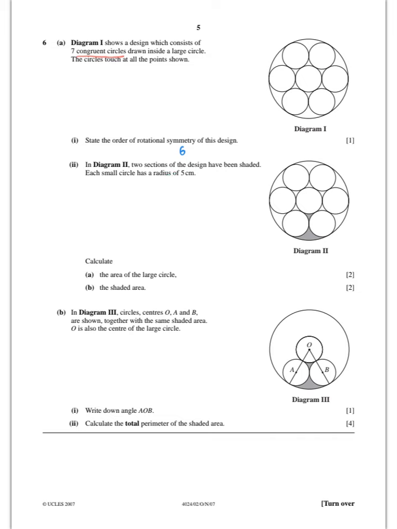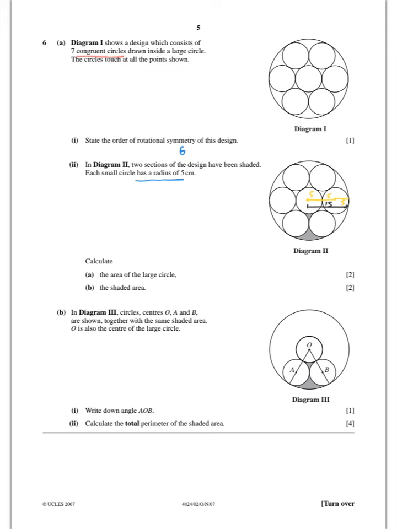Now I am going to use that statement here. Each small circle has a radius of 5. So if I am drawing the radius here, that is 5, right? And that will be 5 as well, and that will be 5 as well. So in short, the radius of the larger circle is equal to 15.